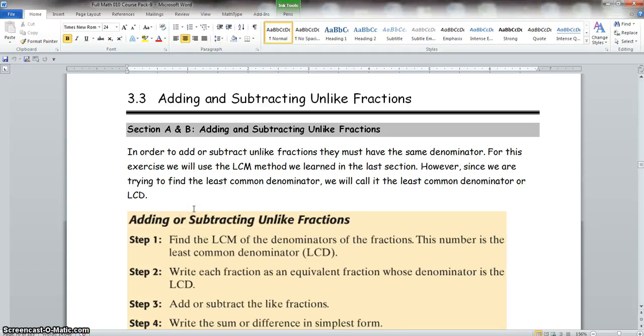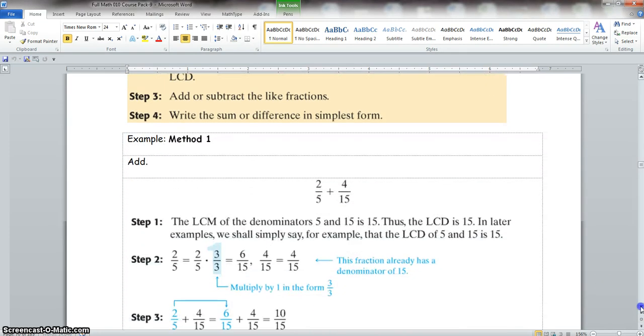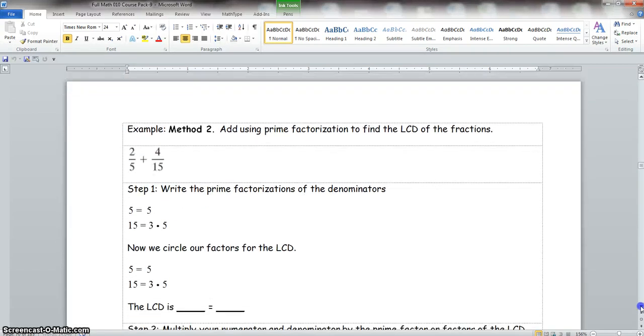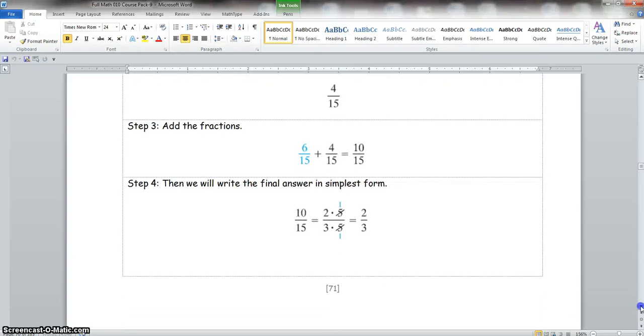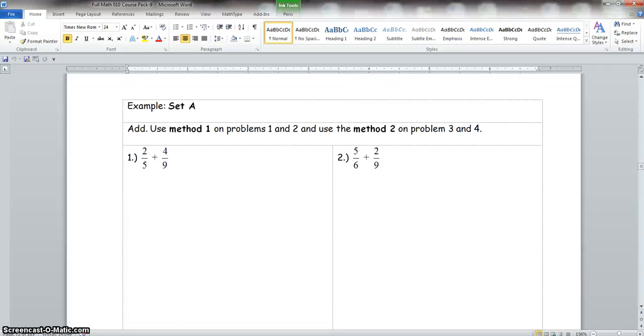Okay, class, we're about to start on section 3.3, adding and subtracting unlike fractions. Now, what I want to do here, you can read this at your leisure, and I want to scroll to the second page. Well, actually to the third page, where we start with example set A.